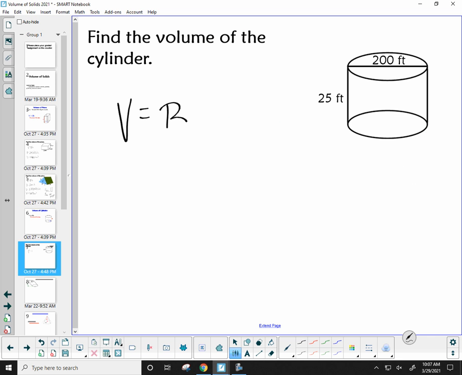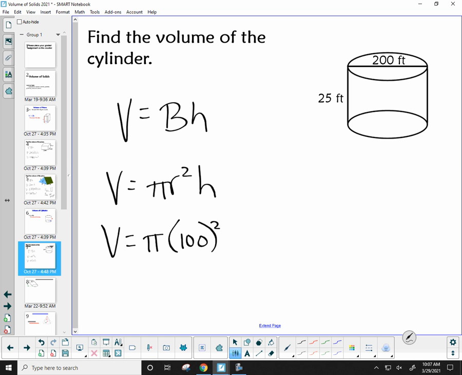So volume equals area of the base times the height. This time my base is a circle, so it's pi r squared times the height of the cylinder. So I have pi times, what is my radius in this case? 100. So pi times 100 squared times the height, which is 25. I'm just going to leave it in terms of pi. Going to take 250,000 pi cubic feet.